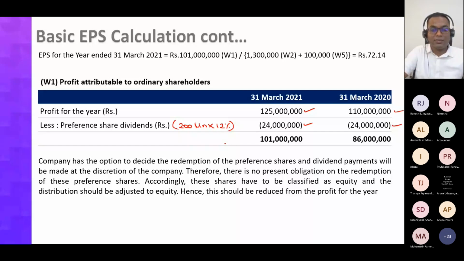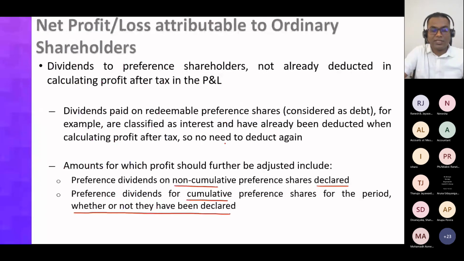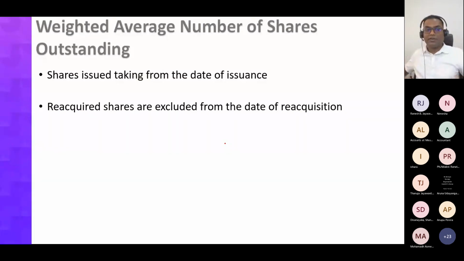Now the numerator part is completed. Now the challenge: the denominator, the weighted average number of shares. How to calculate the weighted average number of shares? What you do is, there can be share issues, there can be share repurchases. First of all, shares can be issued for cash. In this particular question, 500,000 shares have been issued for cash, in the middle of the year.